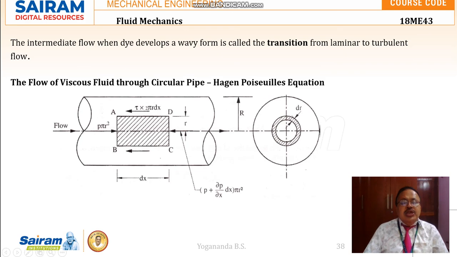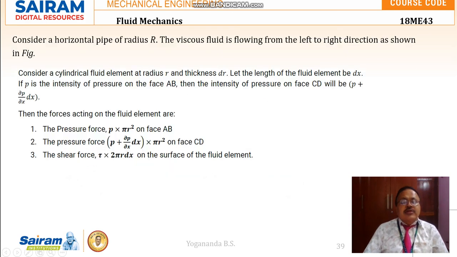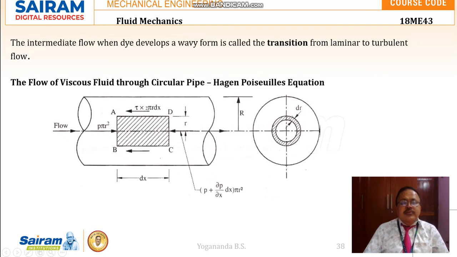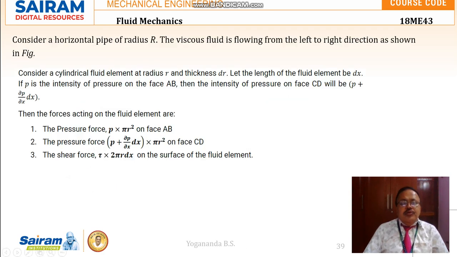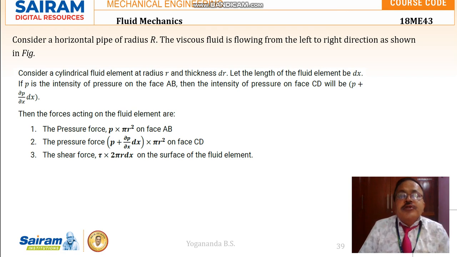Now we have the shear force. Because of viscosity we have shear force, since the viscous fluid is flowing. We know that shear stress is force by area, so shear force is shear stress tau into area. Since it is acting on the length of this fluid element, we are considering the circumference, that is 2 pi r into dx. So tau into 2 pi r dx on the surface of the fluid element is the shear force.